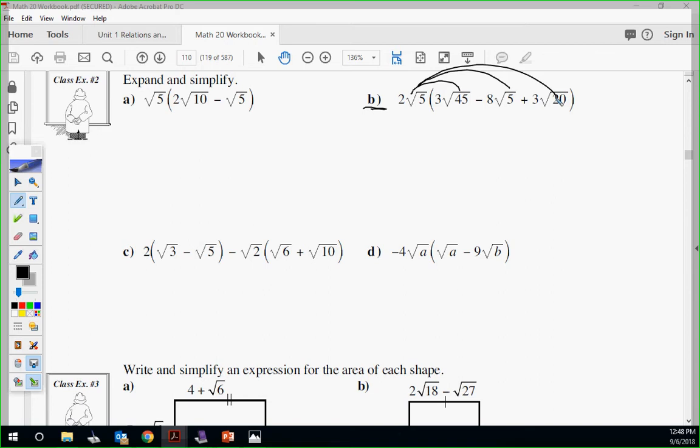Watch. 2 times 3, 6. 5 times 45, so this is what you're going to have, though. 5 times 45 is going to be pretty big. That's 225, I believe. Okay? 2 times 8, negative 16. 5 times 5, oh, we like that. I'm going to write that as a 5, right? Root 5 times root 5. Okay? 2 times 3, 6. Root 5 times 20, 100.